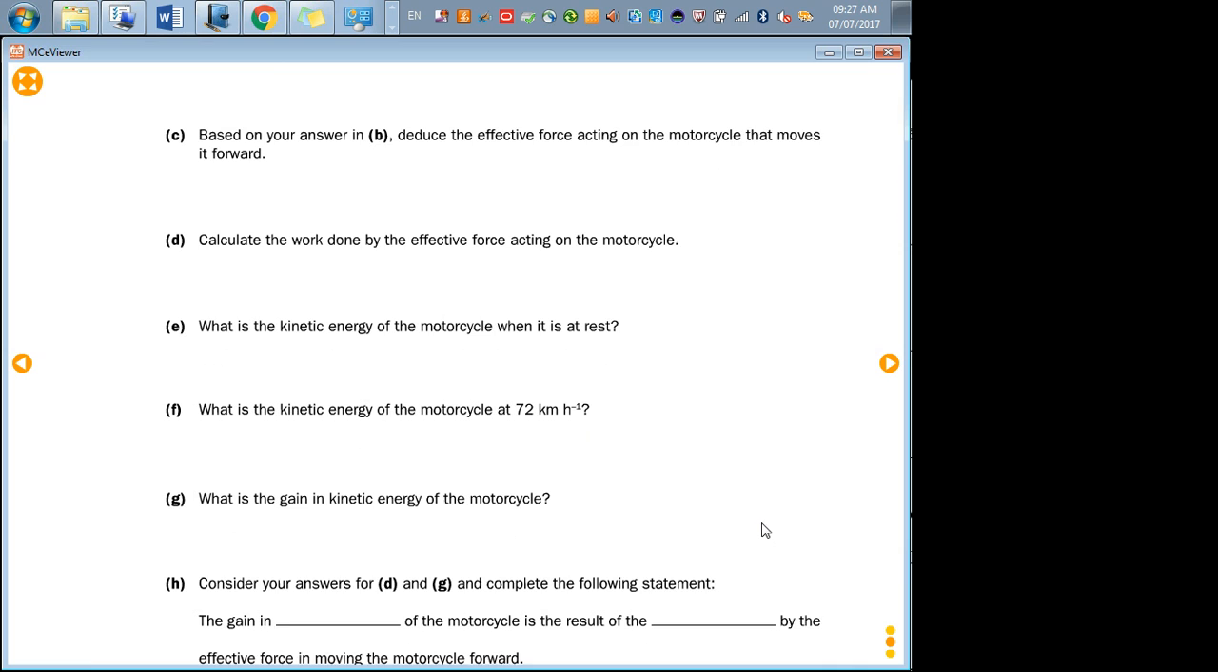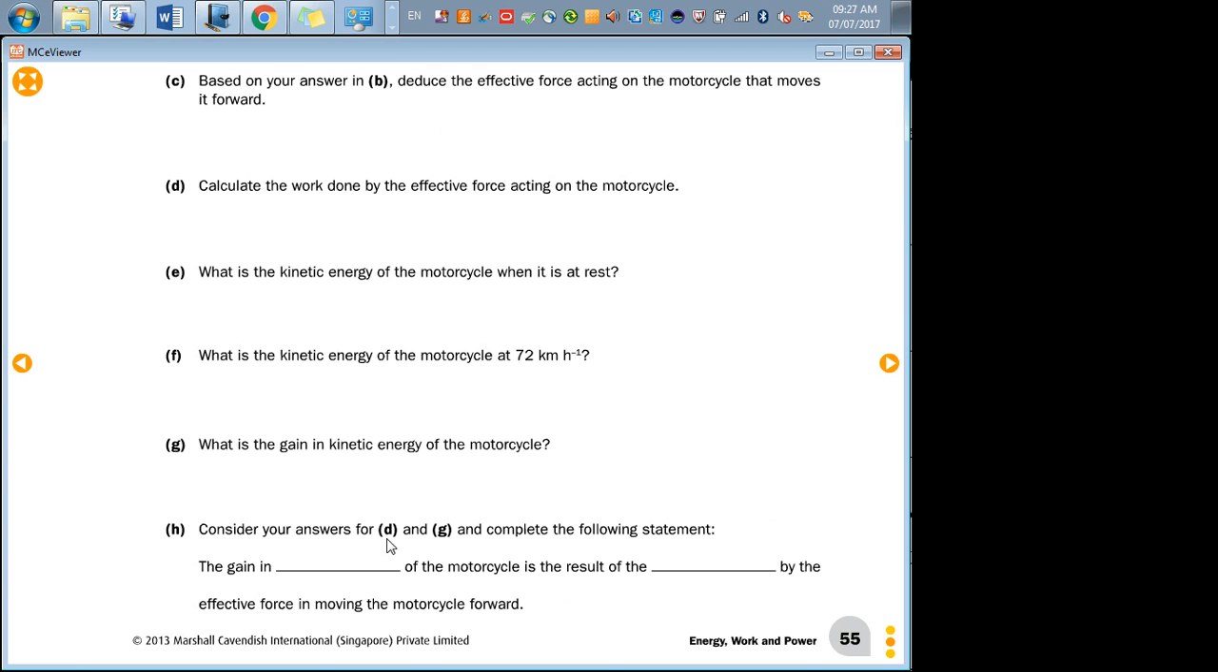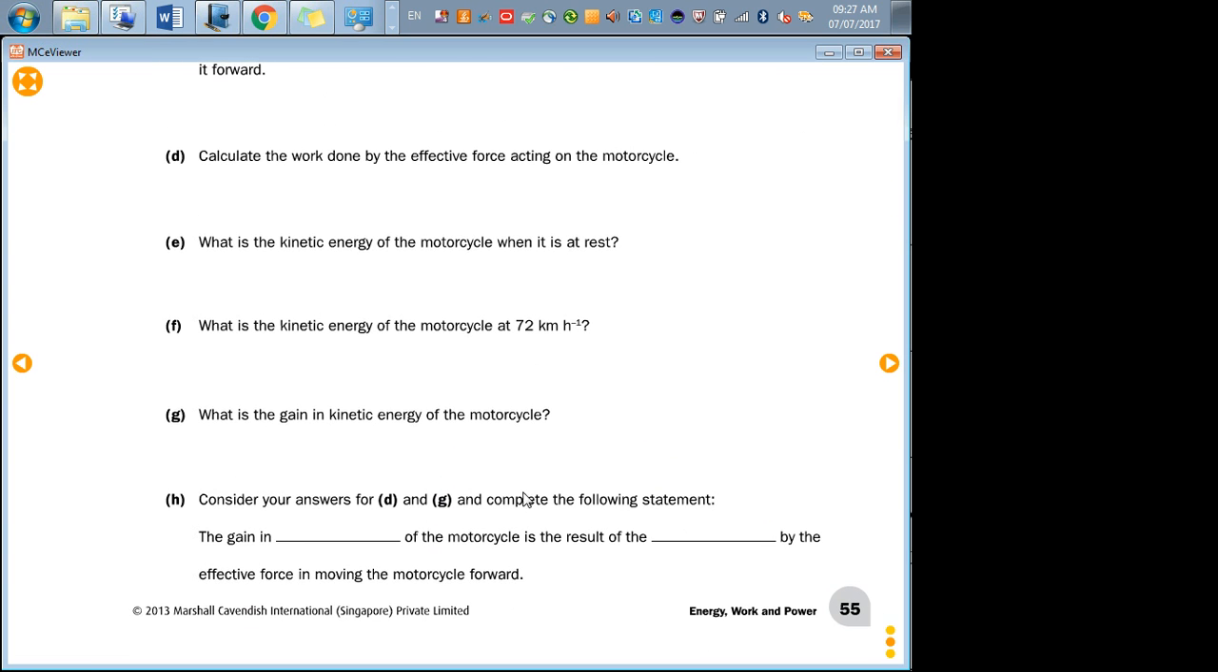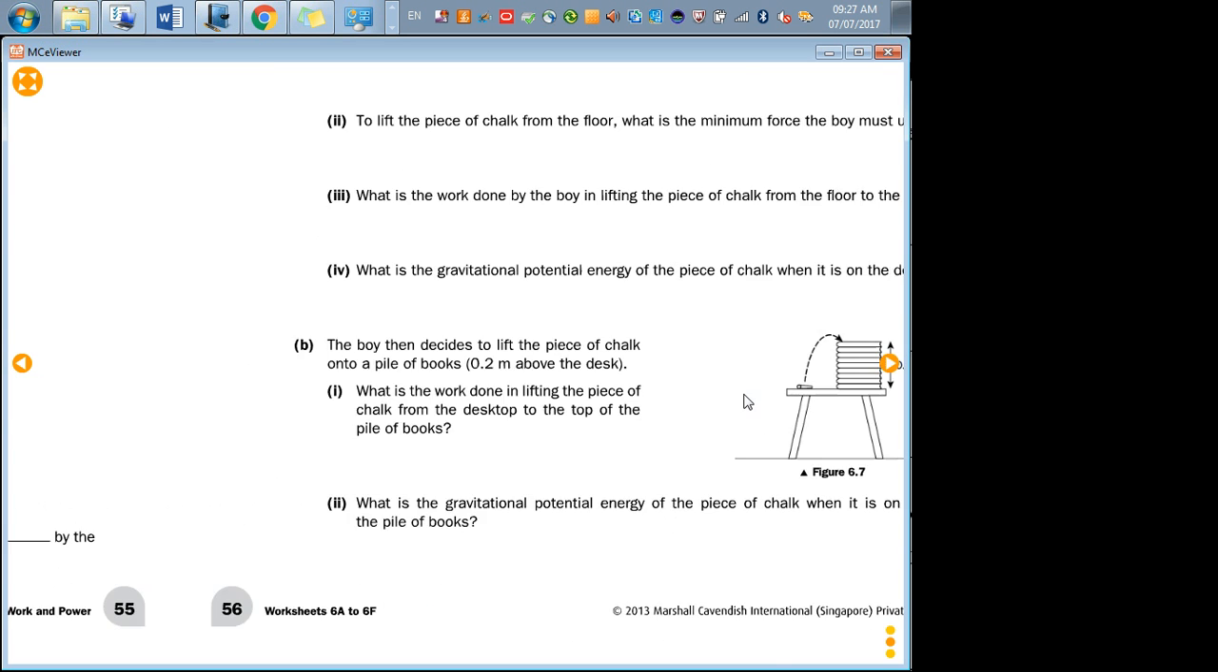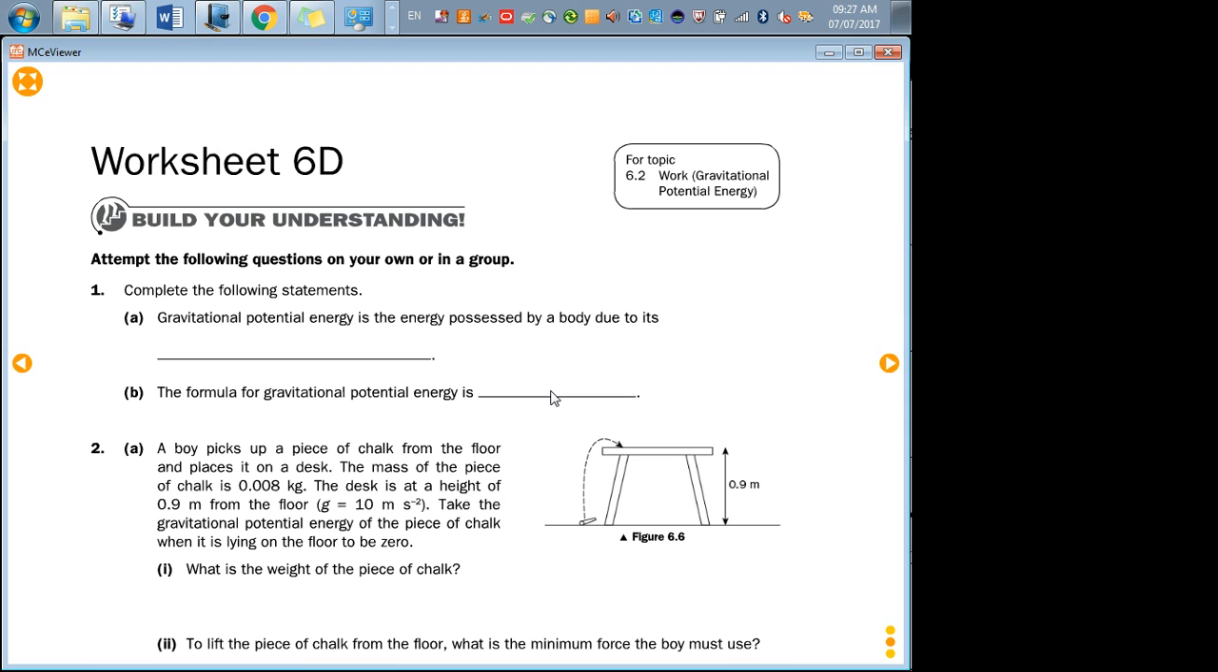Okay? Then consider the answers for D and G. What is D and G? Effective force or work done and gain in kinetic energy. Let you do this yourself also. Okay? Oh, 6C finished already.